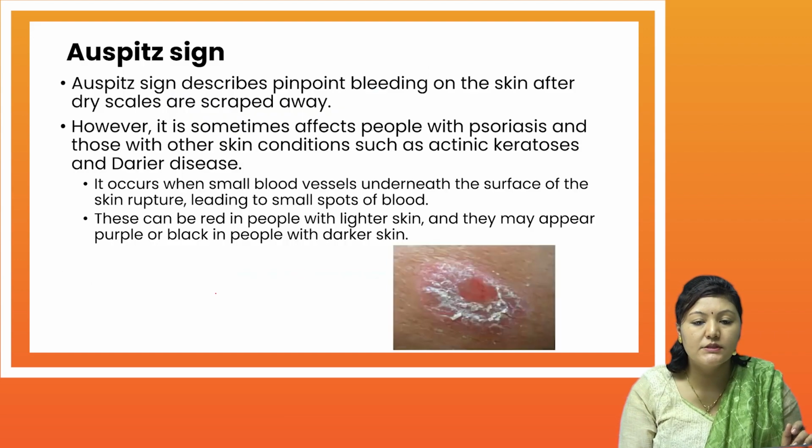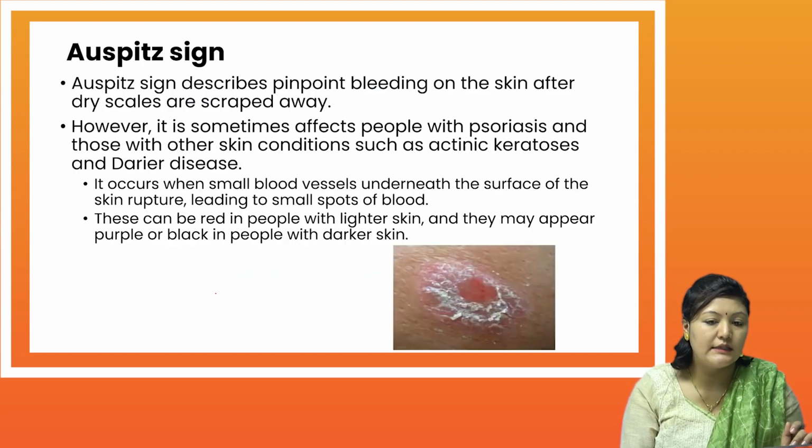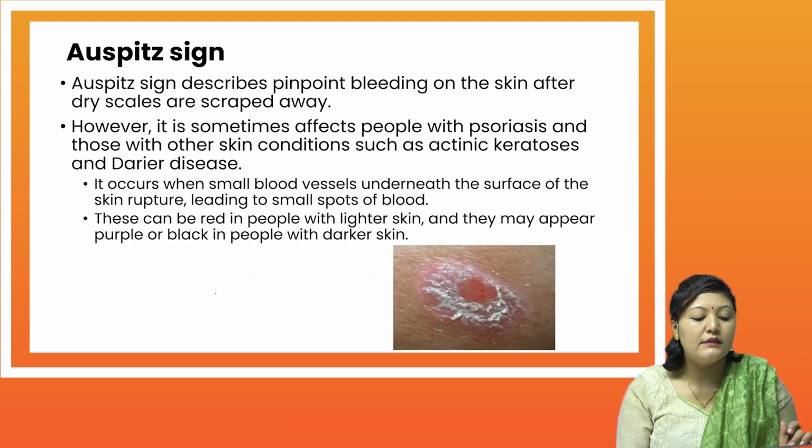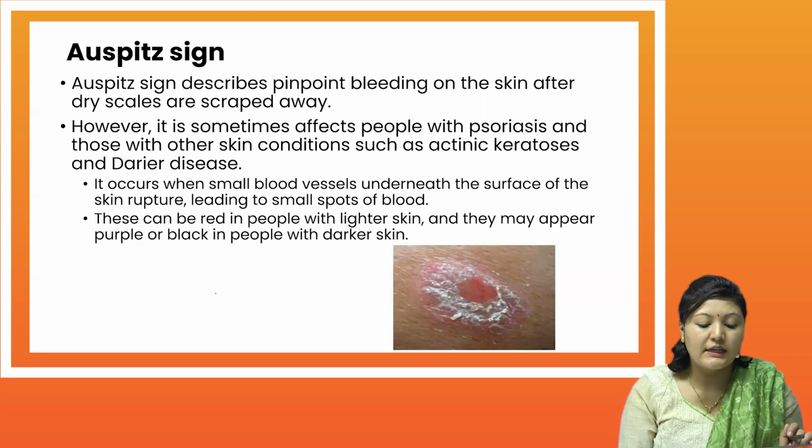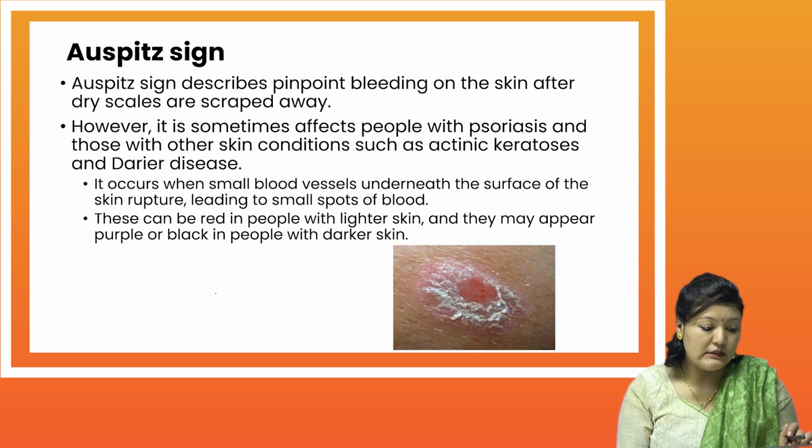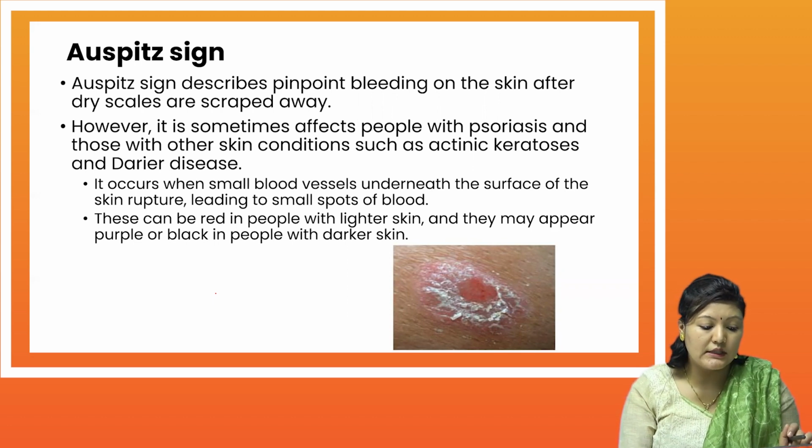Now coming to Auspitz sign, as we have already discussed that it is seen in case of psoriasis. It describes pinpoint bleeding on the skin after dry scales are scraped away. Besides psoriasis, sometimes it can also be seen in other cases like actinic keratosis and Darier disease. How does it occur? It occurs when a small blood vessel underneath the skin ruptures, leading to a small spot of blood.